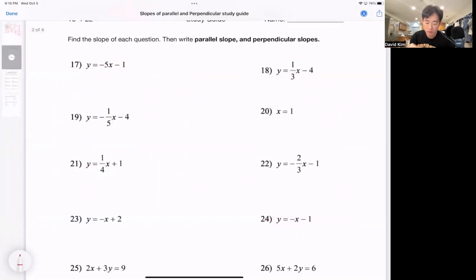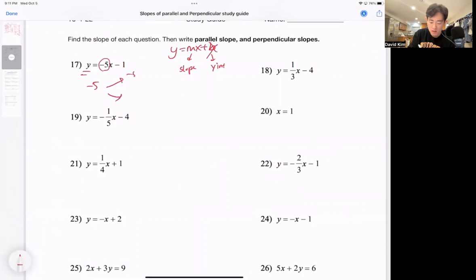Let's move on to the next one. So the slope is clearly identified for 17. How do I know that? Please write this down if you haven't done so already. Y equals mx plus b. M is the slope. B is the y-intercept. But right now, we don't really care about the y-intercept. We only just want to focus on the slope. Notice that the y is by itself right now, which means I can just tell right away what the slope is going to be.